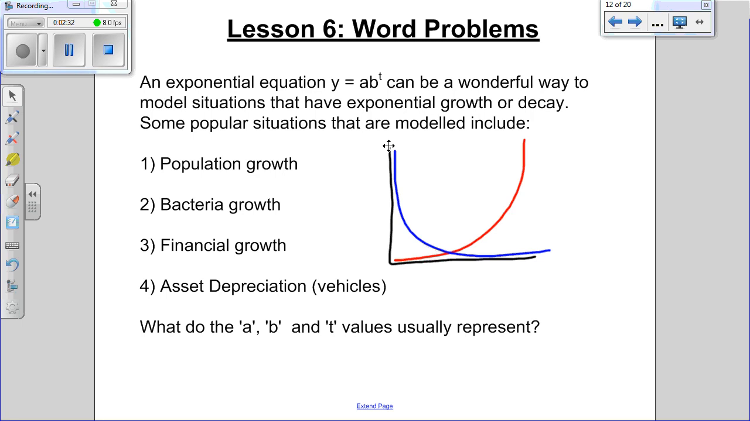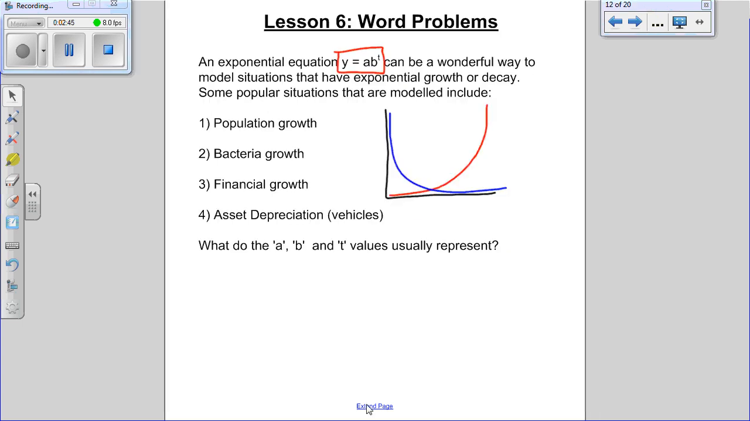A, B, and T. So our formulas look like this. And A, B, and T all represent different things. Okay. Let's start with A. This is what it usually means. Okay? Not always, usually. A is usually a starting value.